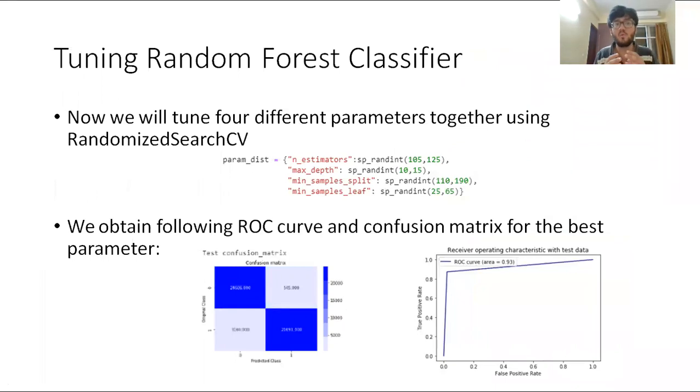So now we tune it. Now we will tune the four different parameters together using random search CV, and the four parameters are number of estimators, max step, minimum sample split, and minimum sample leaf. Based on this, for the best parameters that we got, we have plotted the confusion matrix as well as the ROC curve, and we get a reasonably good ROC value of 0.93 as we have shown here.